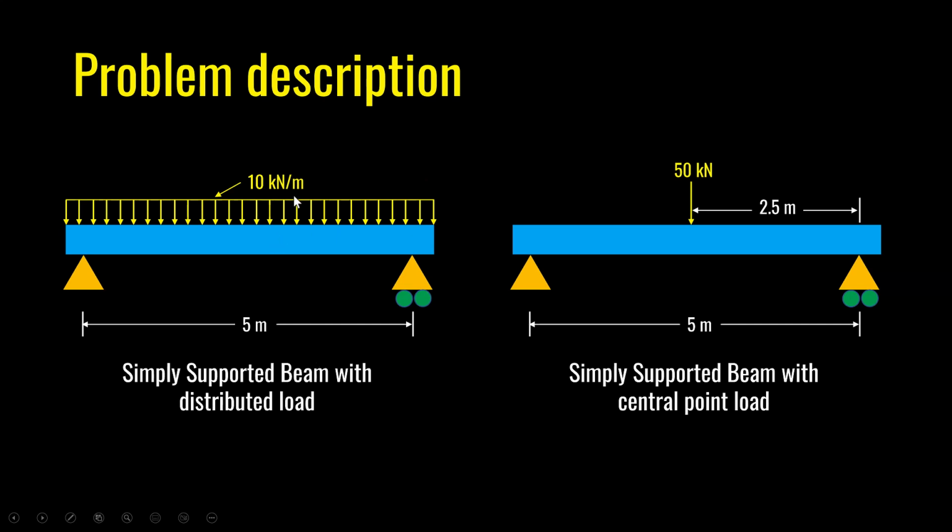A 10 kilonewton per meter load is applied over a 5 meter span. A 50 kilonewton load is applied over a 5 meter span. Note that the total load is the same in both beams. Here 10 times 5 you will get the total load. Here we have 50 kilonewtons. The total load is the same, but will bending moment and shear force be the same? Let us find out what is bending moment and shear force in a beam with distributed loading.